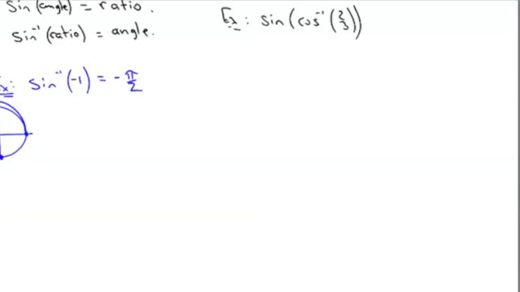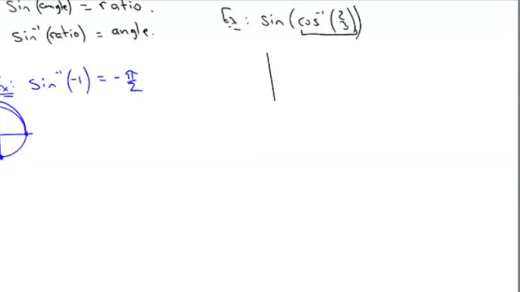Because you put 2/3 into cosine. So what does 2/3 represent? That's the ratio. What's cosine inverse of 2/3 represent? An angle. And then the sine is taking an angle and giving you a ratio. So at the very end of this, we expect a ratio. It's really nice to know what you're supposed to end up with. All right. You have to start on the inside.